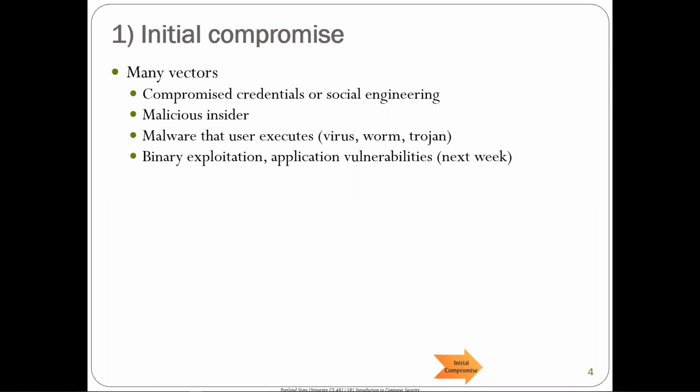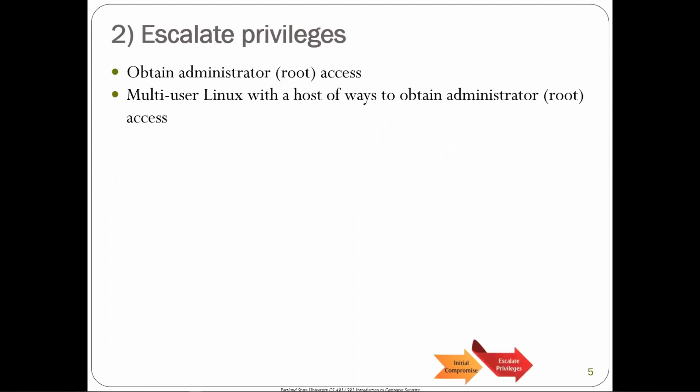The fourth one is binary exploitation and application vulnerabilities. We're going to talk about binary exploitation in the next section. Application vulnerabilities, most of these are web application vulnerabilities that get covered in the 495, 595 class next quarter, so I'm going to avoid covering too many of those. Okay, so that's the initial compromise.